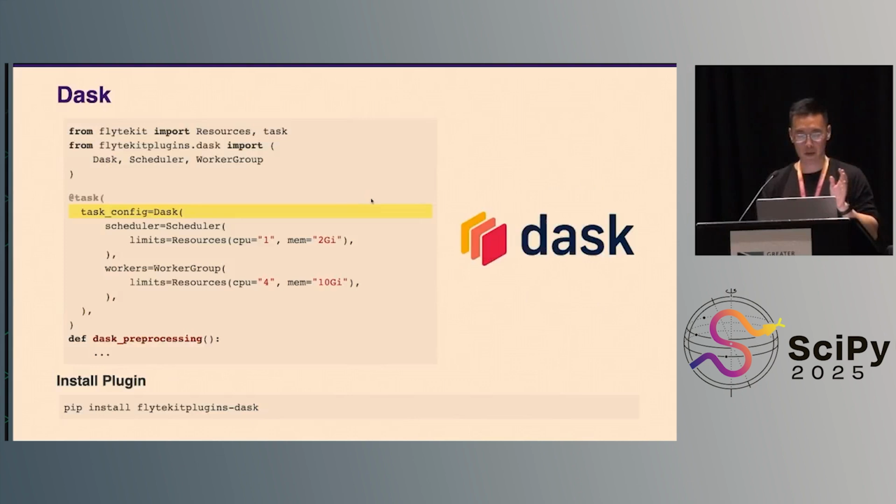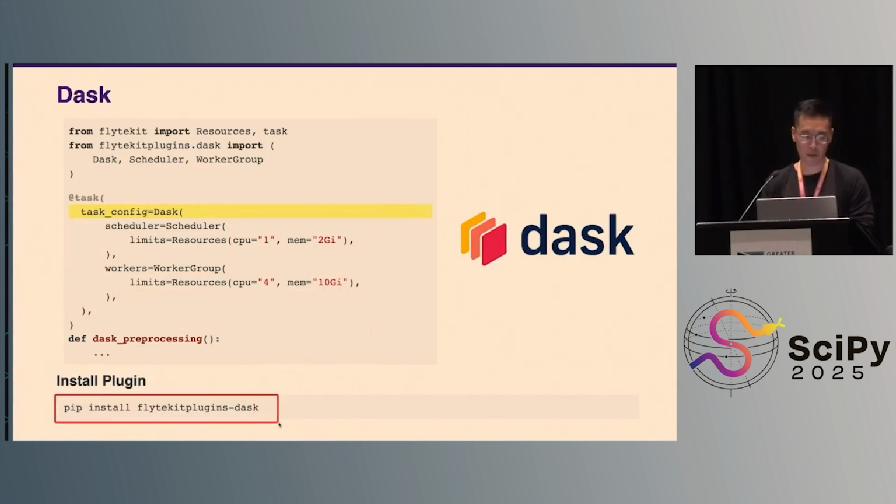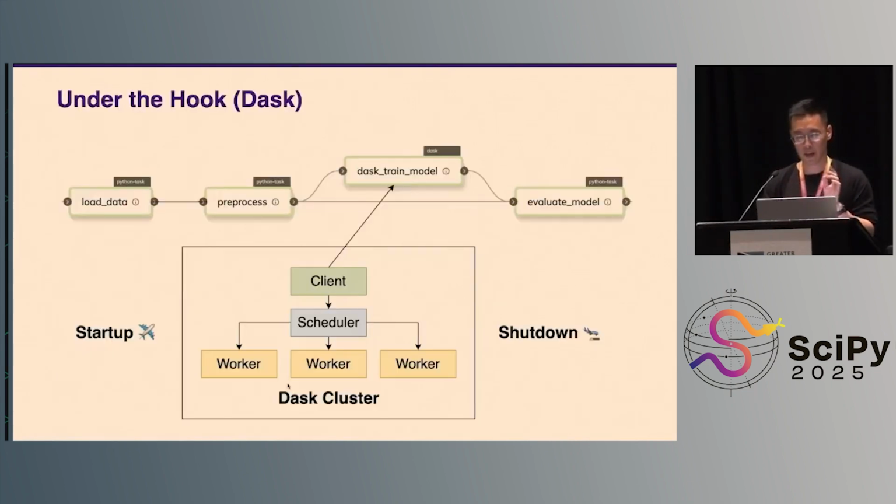I'm going to give an example of Dask. Dask has a scheduler and workers. You can specify how much you want in the task. In this case, you have to install it with a plugin. And the way this works is it spins up a Dask cluster for that node. So let's say this one node is a train Dask model.